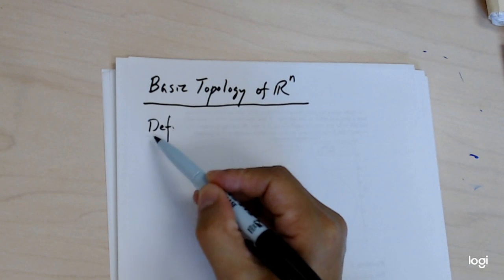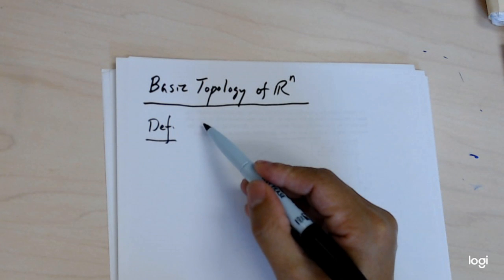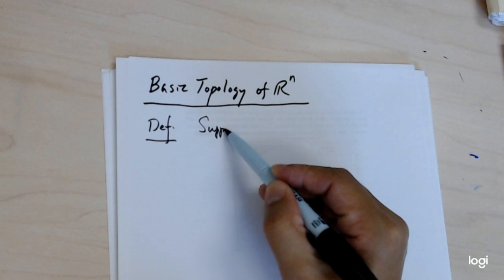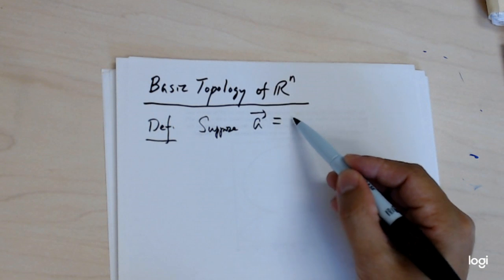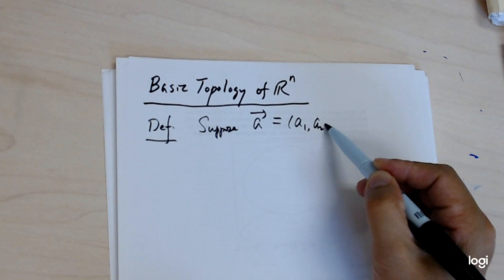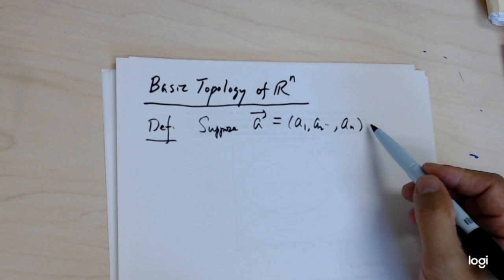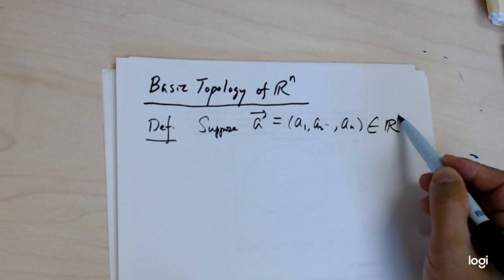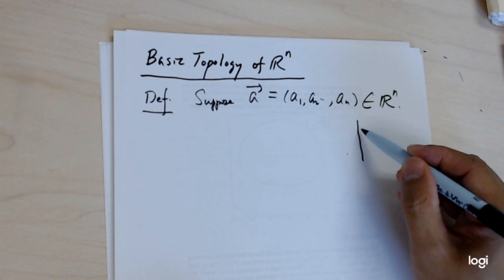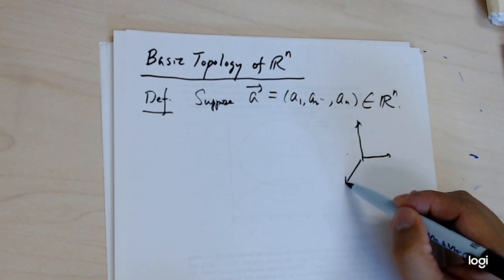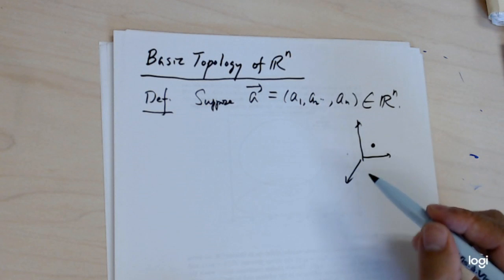We first introduce a few simple concepts. Let's introduce one point in Rn. So if you are talking about R3, there are 3 components. Okay, so this is the A here.